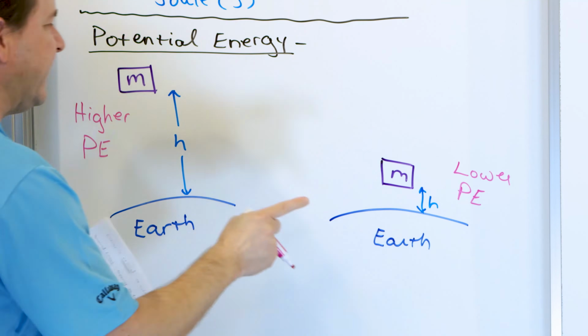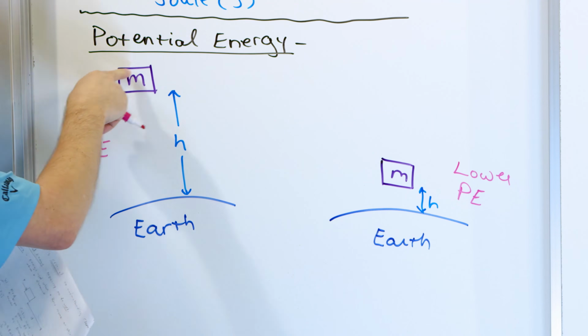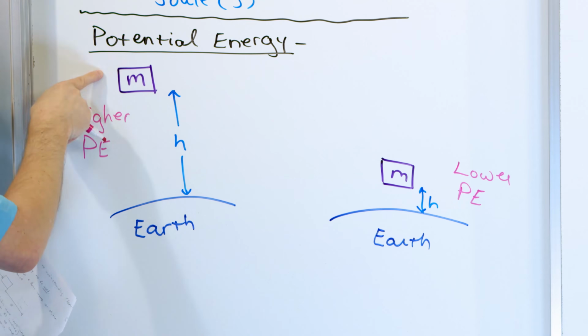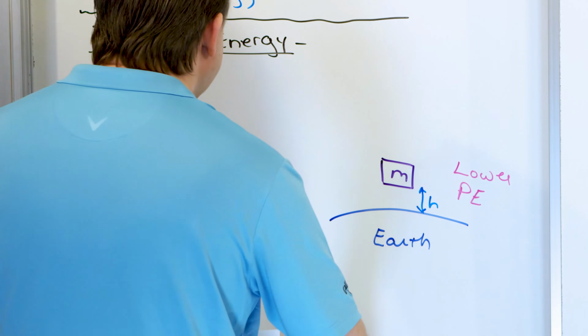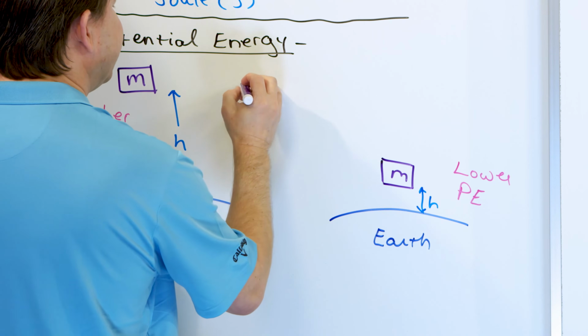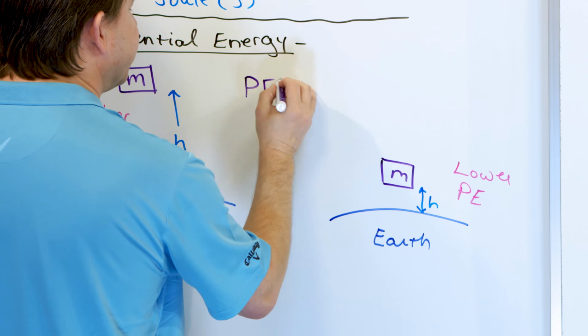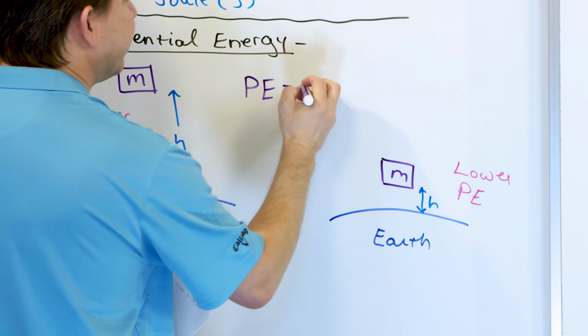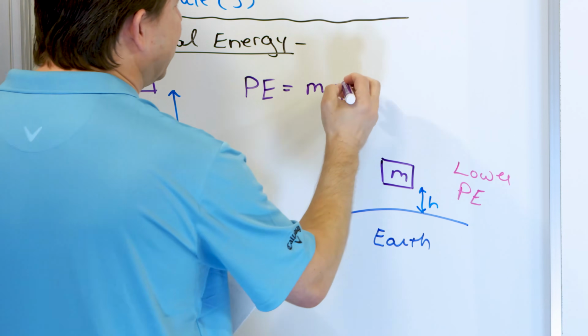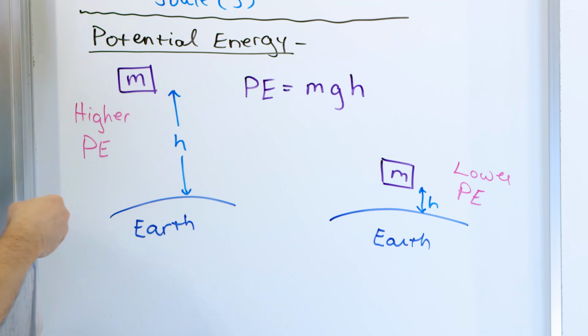If we could calculate the potential energy in this situation and compare it to the potential energy in this situation, this one's going to be lower and this one's going to be higher. And that's exactly what we do. So what we say is that the potential energy, and this is an equation you'll learn in physics, but we're learning it here as well, is just the mass times the gravity, the gravitational acceleration of the planet you're on, times the height above the ground.